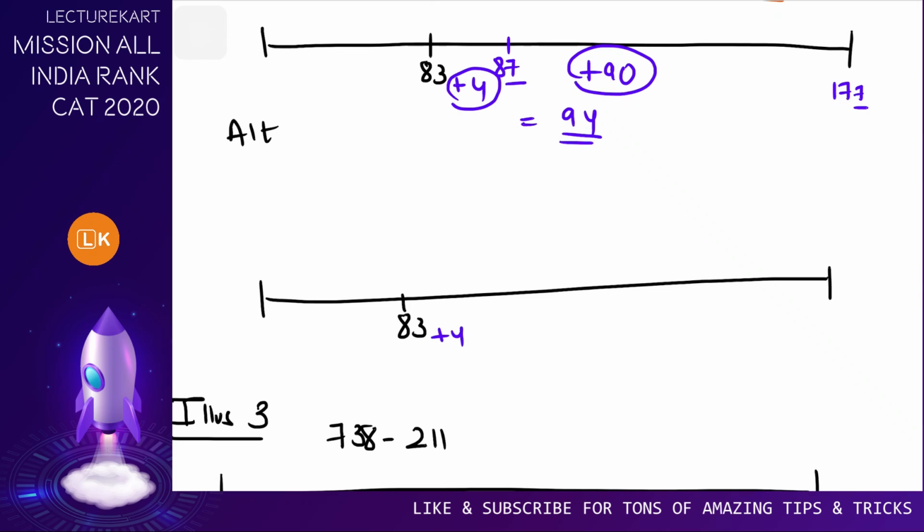Instead of adding a 4, if you would have added a 17, that would have got you 100. Now, reaching 177 is much easier. Here we have 77. And when we have to add 77 plus 17, we have the trick for addition that will give us the answer 94.